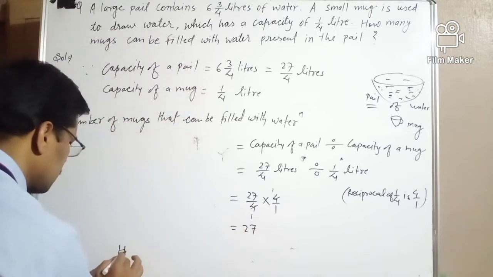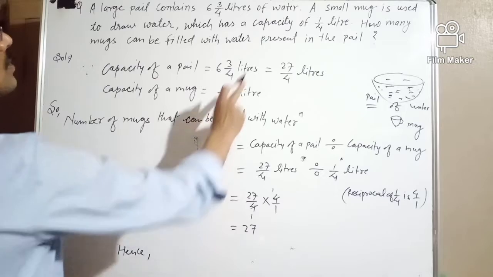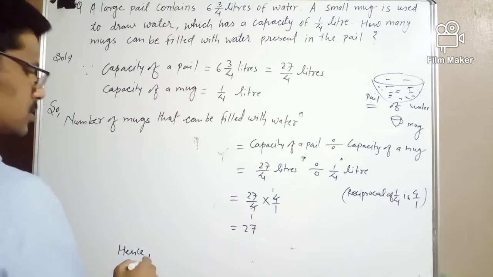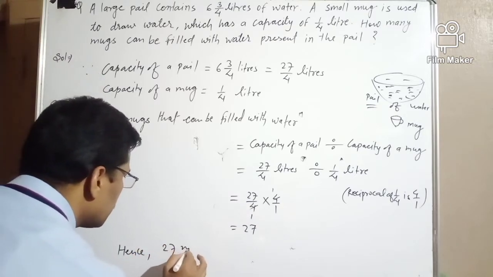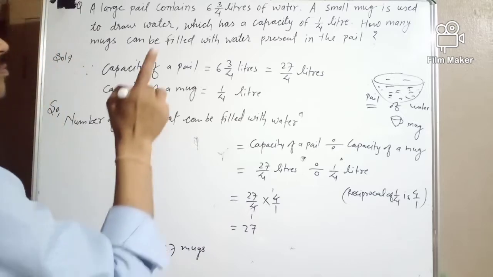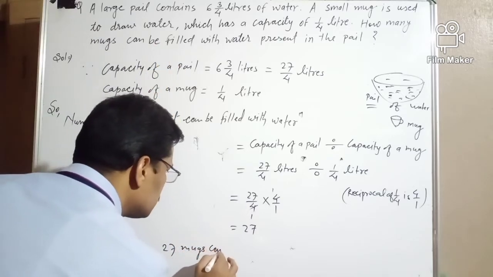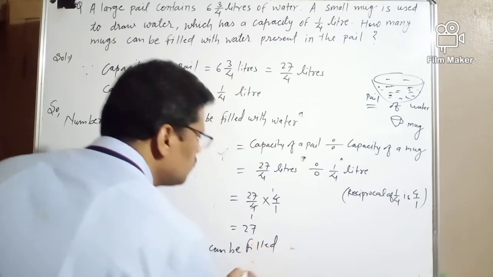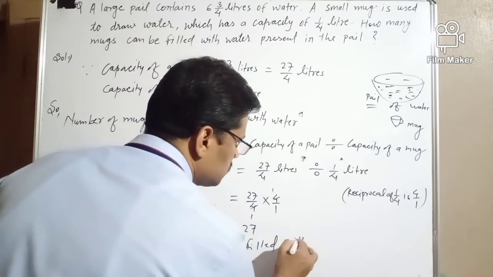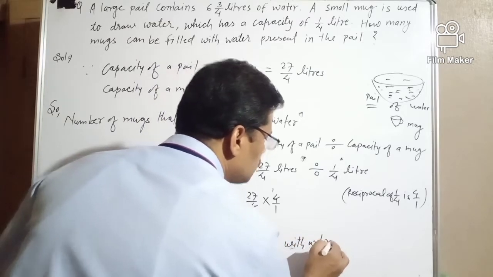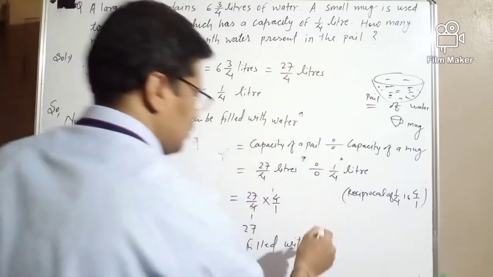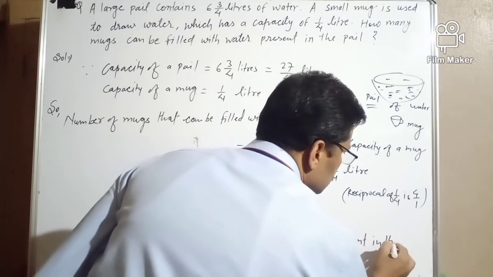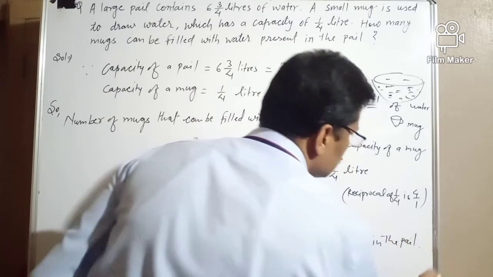At last we can write the answer. Hence, how many mugs can be filled with water present in the pail? So we can write here: hence, 27 mugs can be filled with water present in the pail. This is your answer.